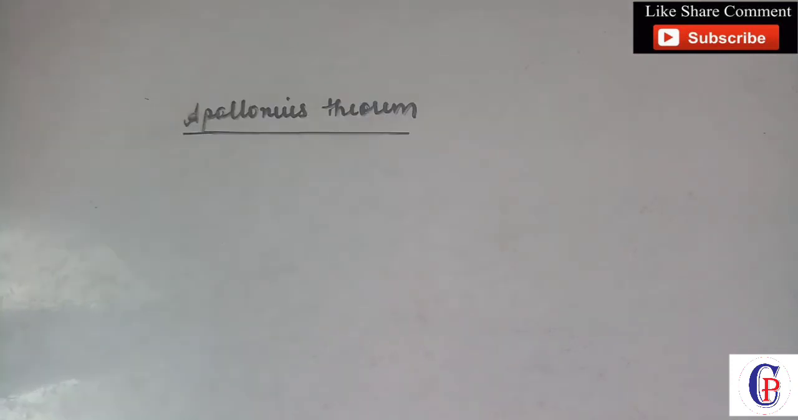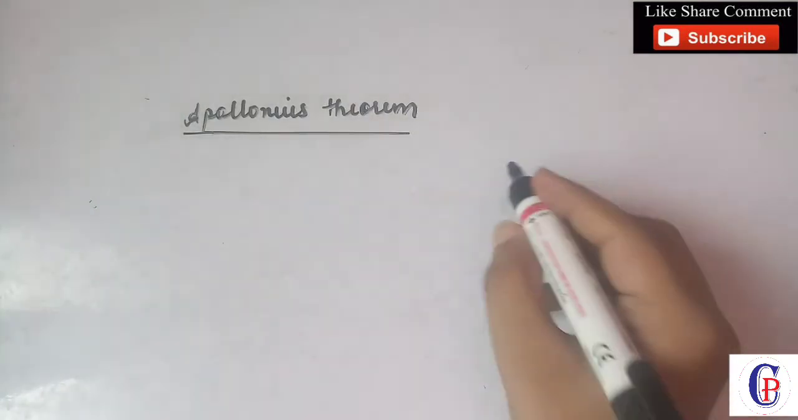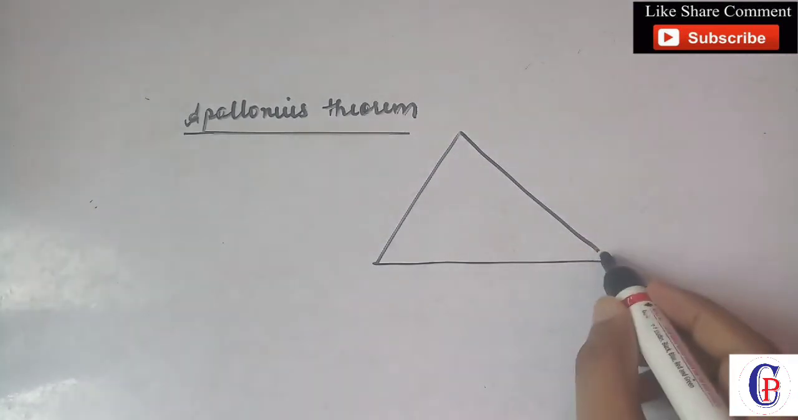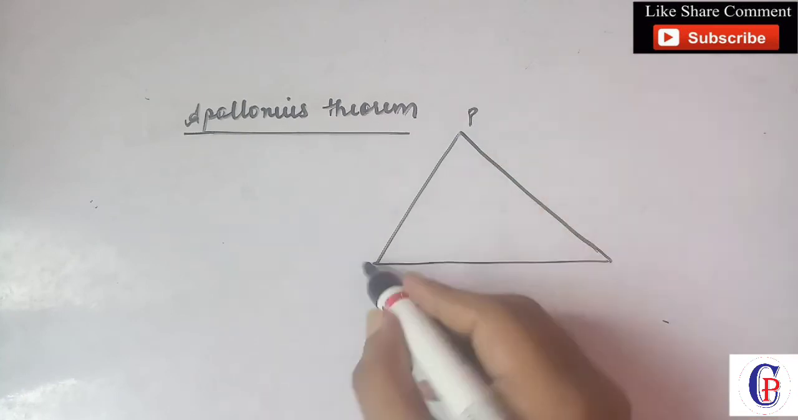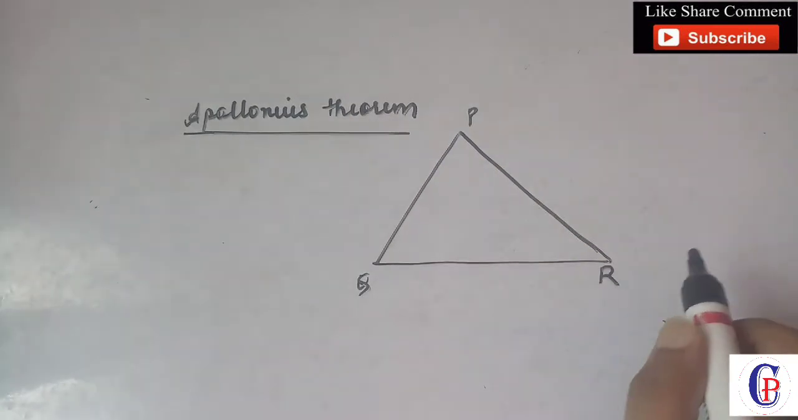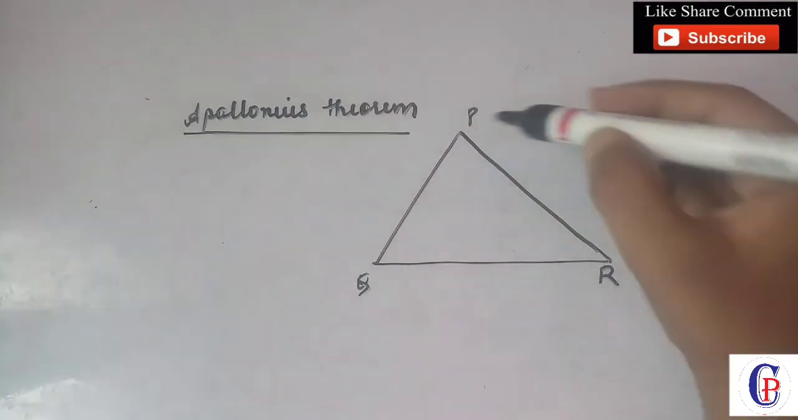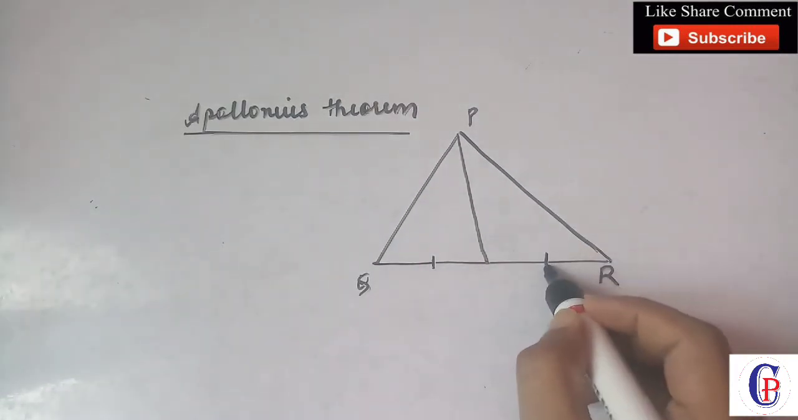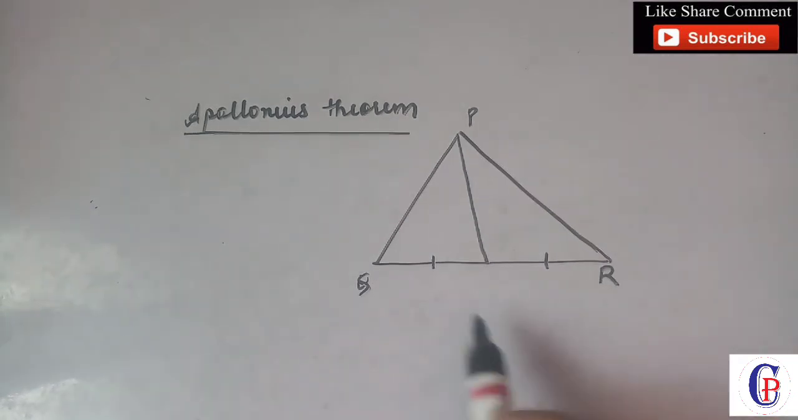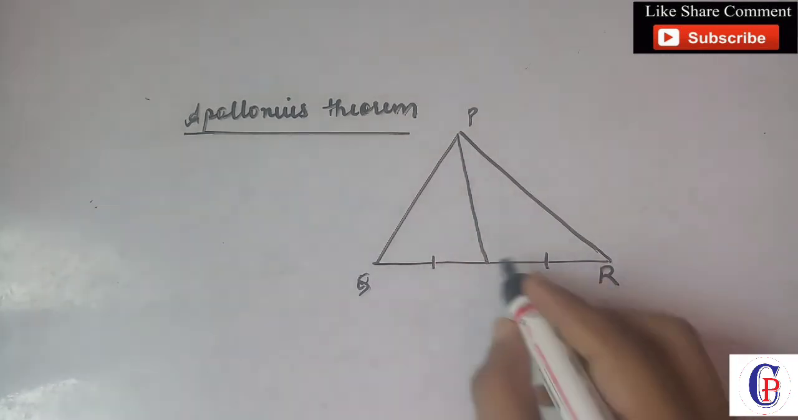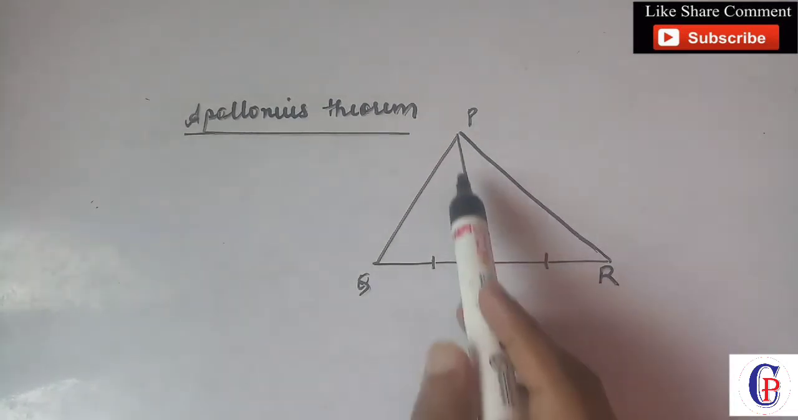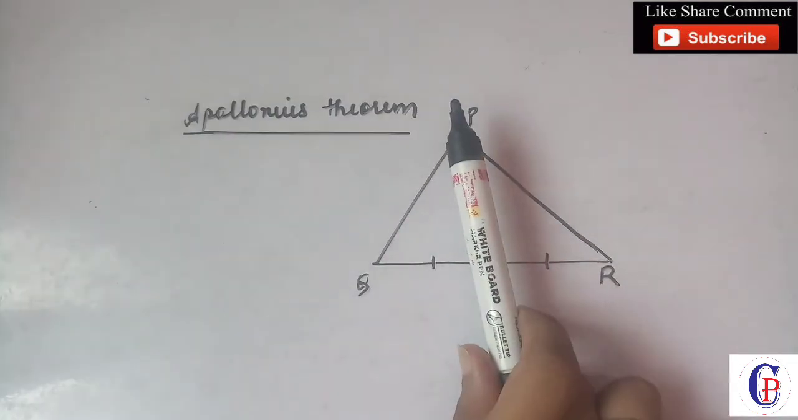And this is the last theorem that we have, that is Apollonius theorem. We have a triangle, and in this triangle we will be having a median. So this is the median. What does a median do? It divides the opposite side into two equal parts. The formula says that this is the median.